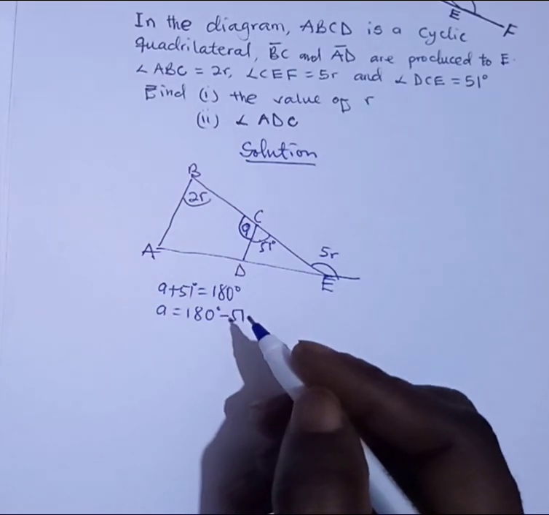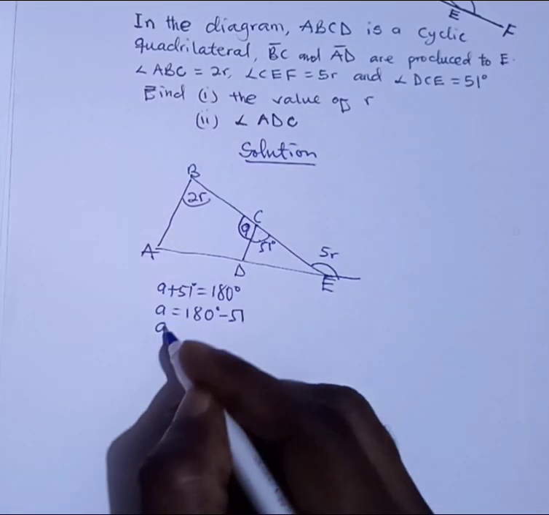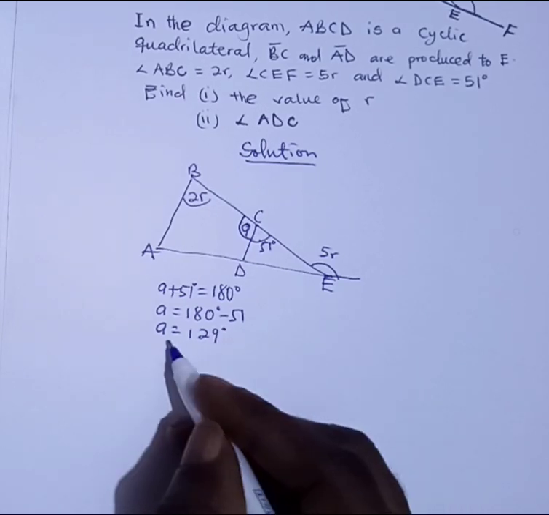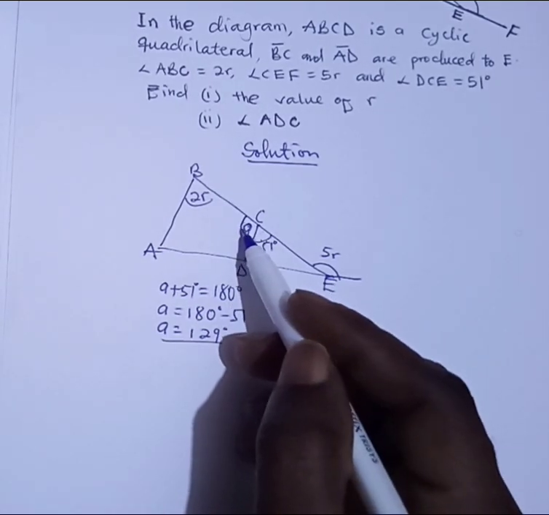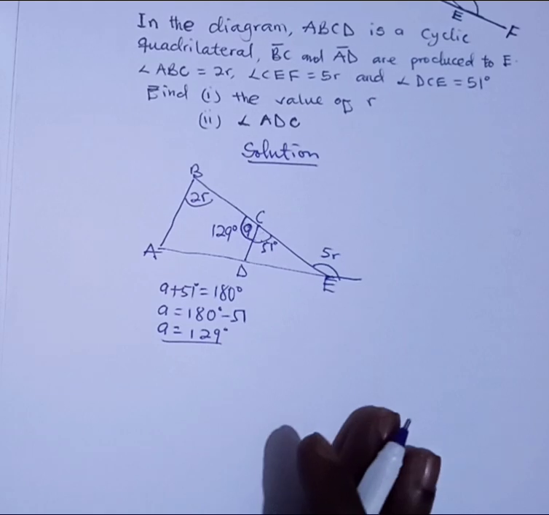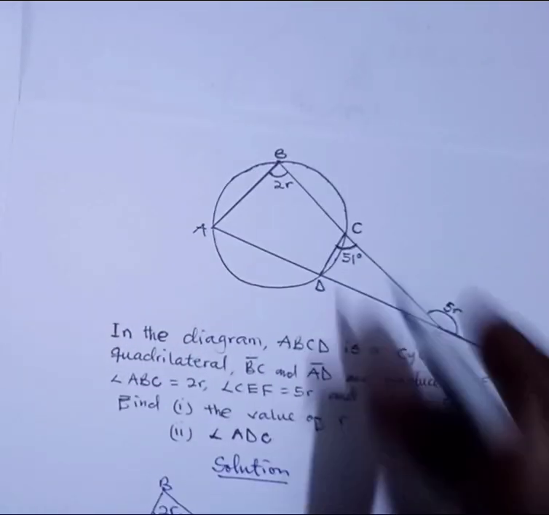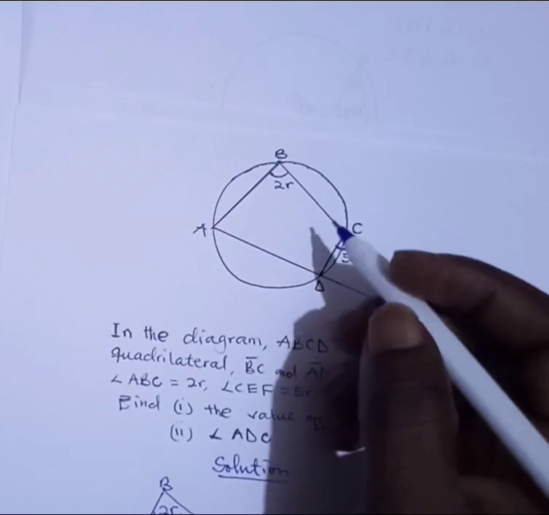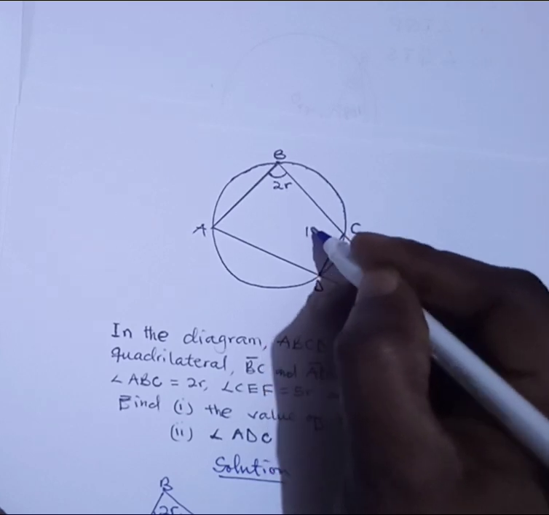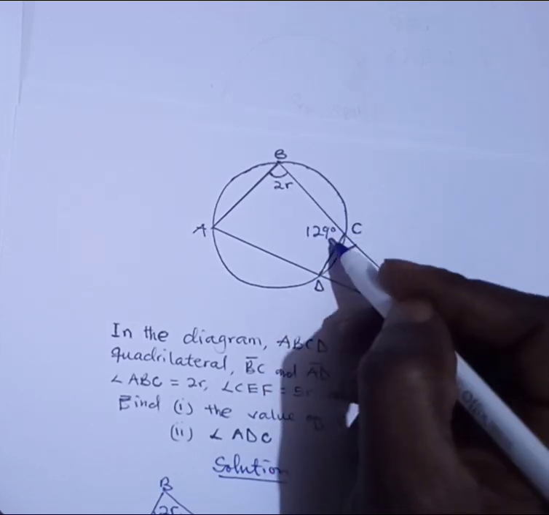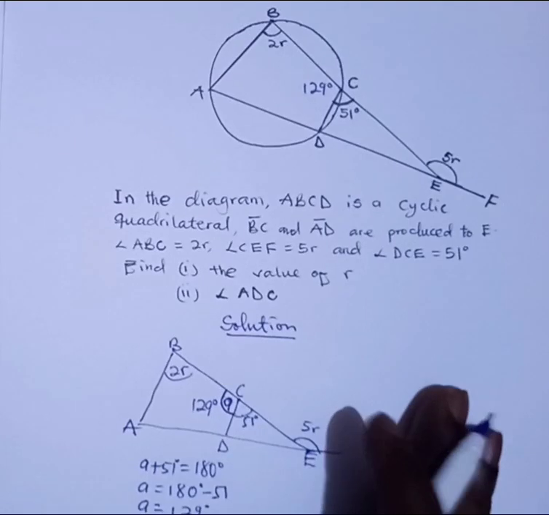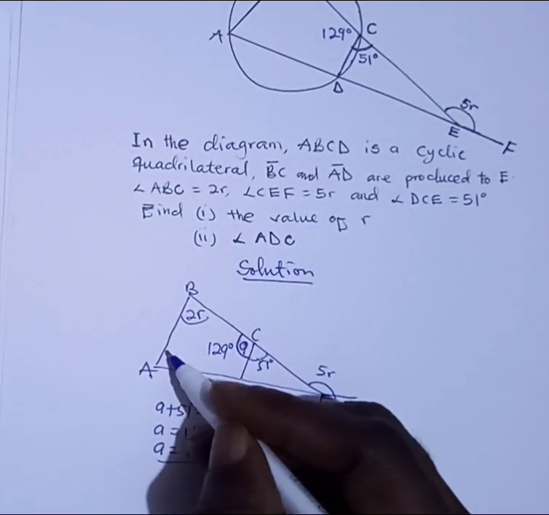So let's quickly look at it. So a becomes 129 degrees. Good. So it means this particular angle is 129 degrees. Let me go back to the question and put the 129 degrees there. So this particular angle is 129 degrees. Now let's consider this angle here.